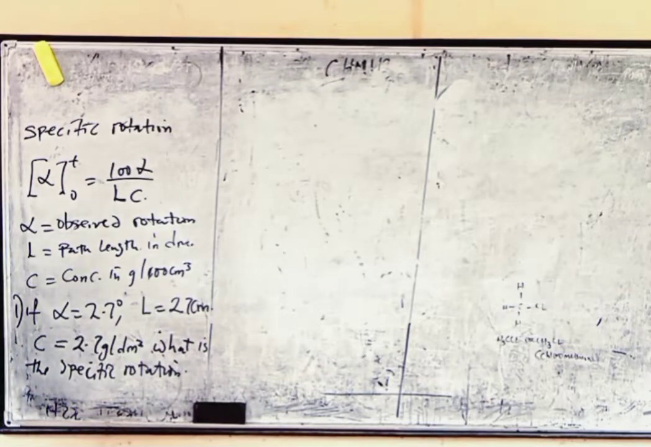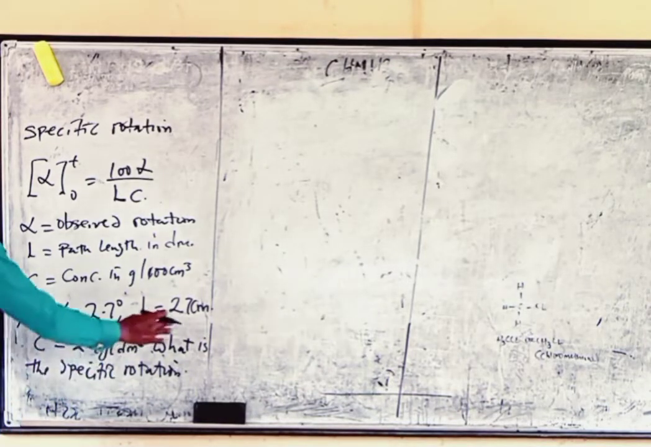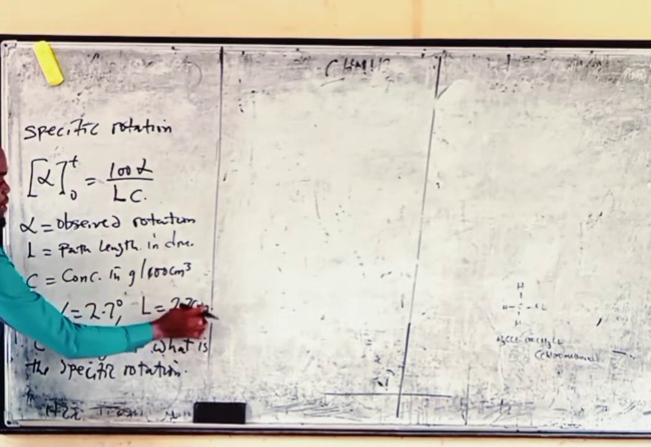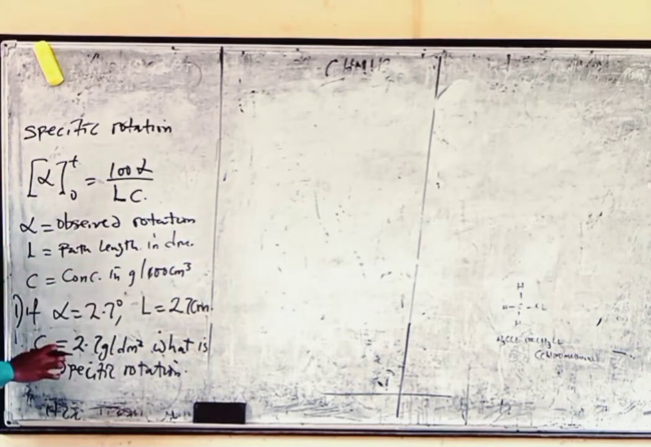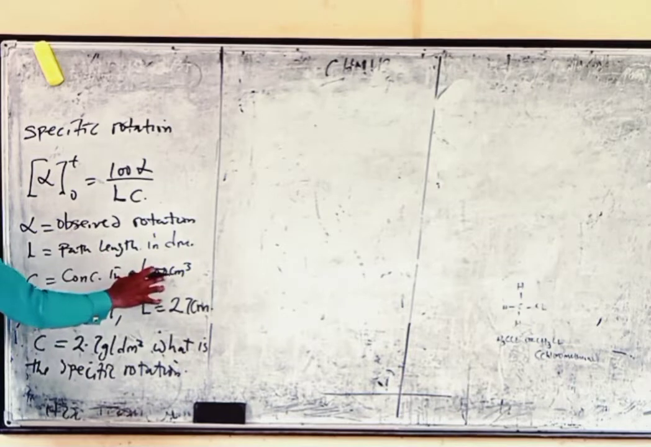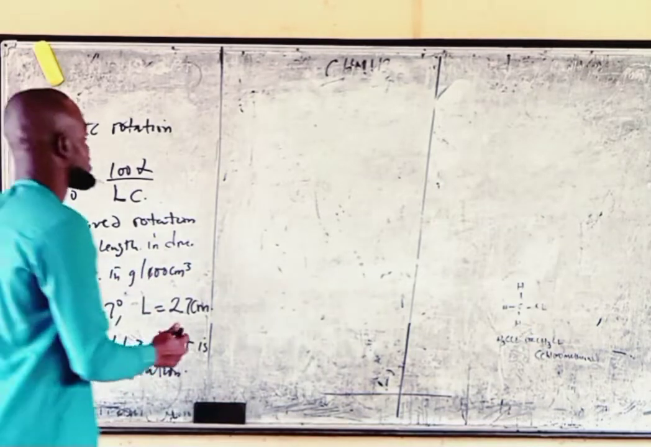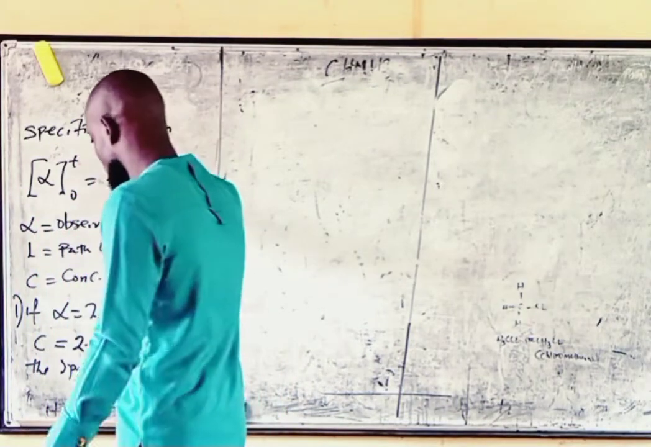So, what are we going to do here? For this first question, we are going to first of all convert. We said the observed rotation is this, the path length is this, but this one is in cm, so we're going to convert to dm. Then, this one is in grams per dm cube, we're going to convert to grams per 100 cm cube. Then, what will be the specific rotation?